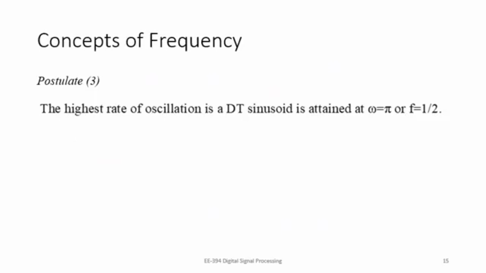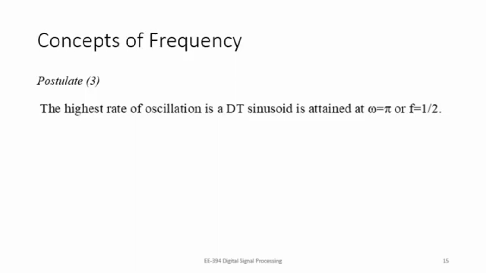Okay, now let's move to postulate 3. In continuous time sinusoid, it said that as we increase the frequency of a continuous time sinusoid, the rate of oscillation keeps on increasing, which allowed us the frequency range of minus infinity to plus infinity. Now here in discrete time sinusoid, the postulate is saying that the highest rate of oscillation in a discrete time sinusoid occurs at frequency equals to half or omega equals to pi.